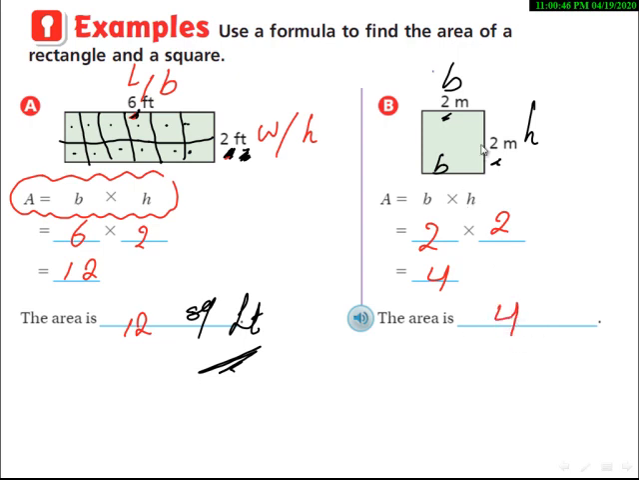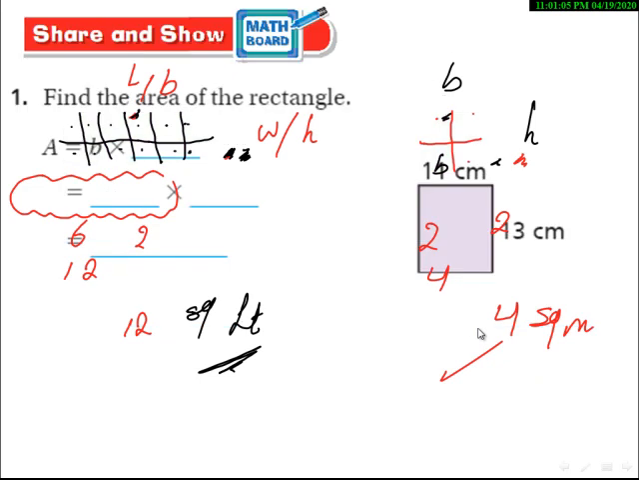4 what? 4 squares inside the big shape. 2 here, 2 meters, and 2 here. So there are 4 squares. Square what? Square meter. You are right. Let's practice more.